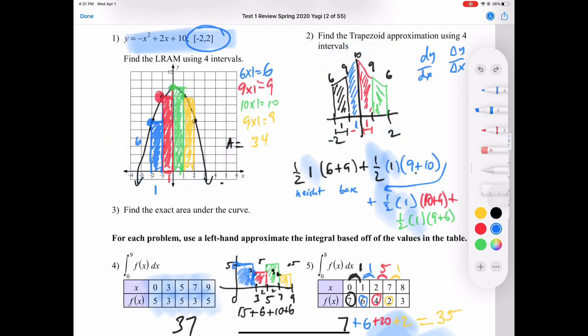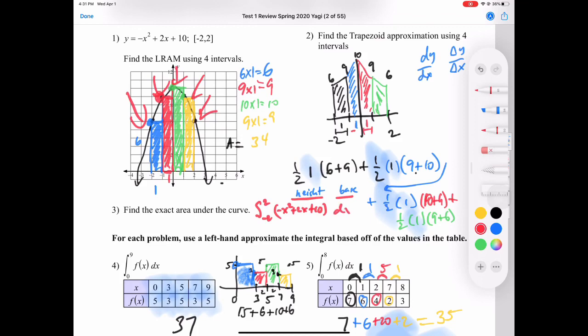So, like we mentioned before, we're going to set this up again. This is an integral. The interval here was negative 2 to 2. And the height, remember how we're doing height and base? That's going to be negative x squared plus 2x plus 10. That's my height. There are all the corresponding y values here. That's the height. And the base is a little bit of dx. Now, we've seen this integral a lot already, and that's just going to be power rule, nothing fancy.